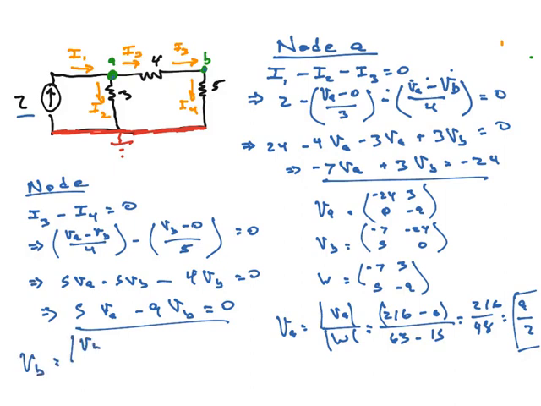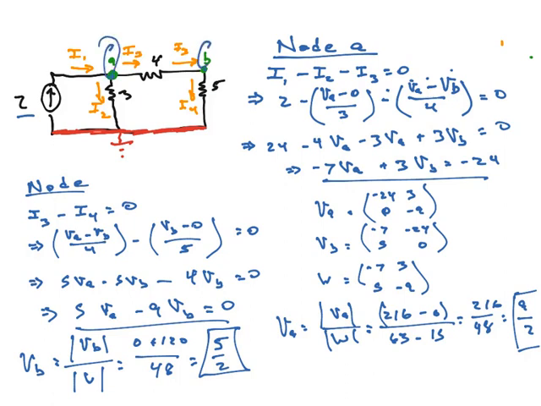VB, similar thing. Determinant of VB over the determinant of W. Let's look at VB. Negative 7 times 0 is 0, minus 5 times negative 24, that's 120, divided by W, and W I already know is 48. So now I have 120 over 48, which is 5 over 2. So now what do I know? I know the voltage at A, and I know the voltage at B.